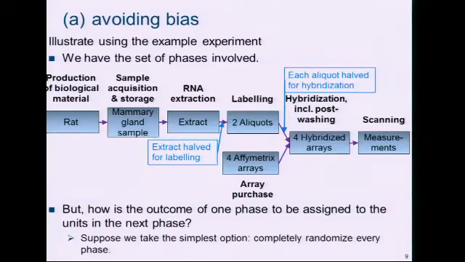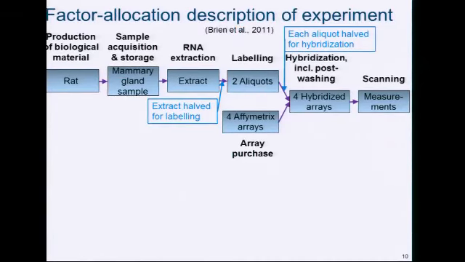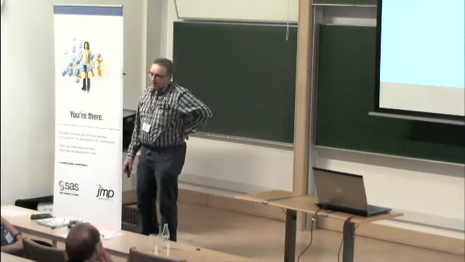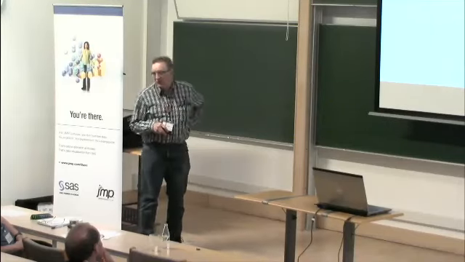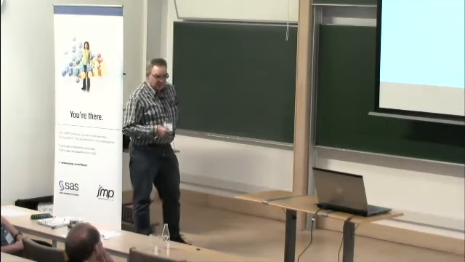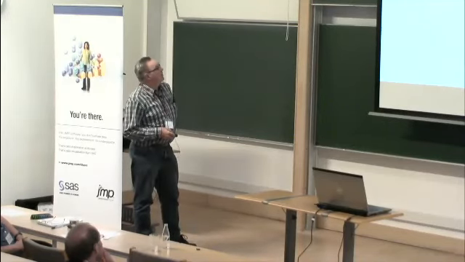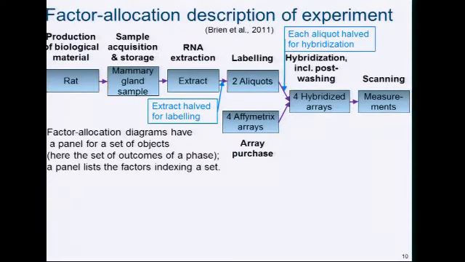Well, probably the simplest option I can think of, if you're going to employ randomisation at every phase, is just to simply randomise every phase. Okay, so given that we're doing that, what is the factor allocation description diagram for that? So what you need to do is take each of these phases and consider the factors that index the outcome of that phase, and it's pretty simple.